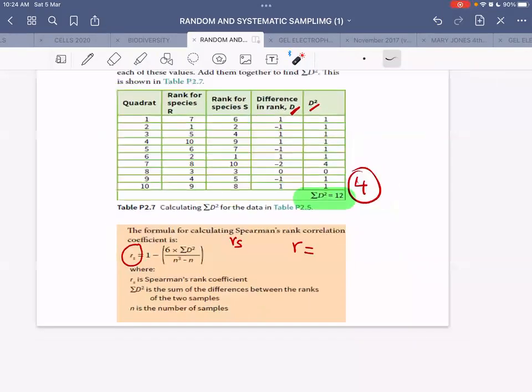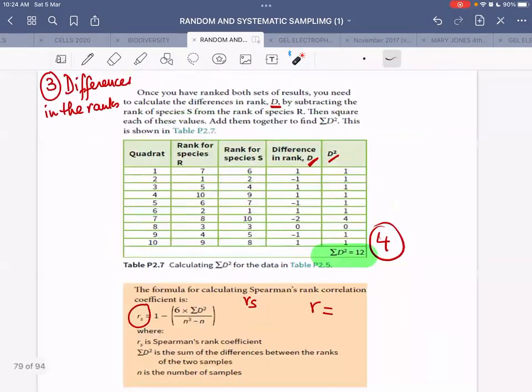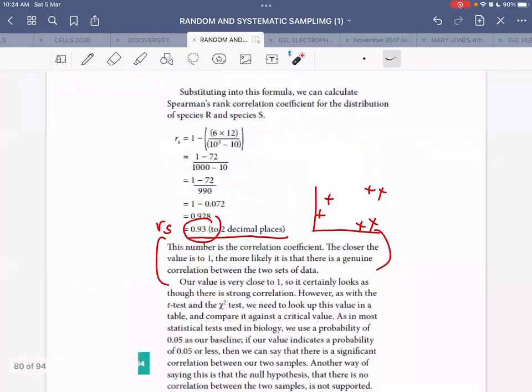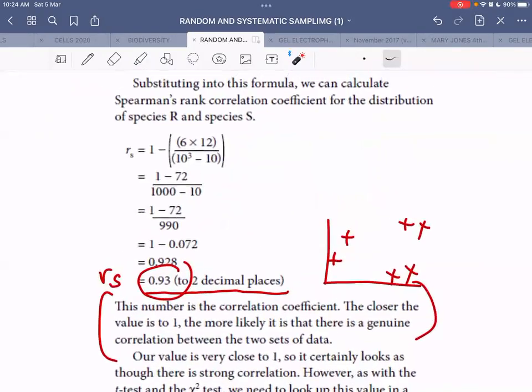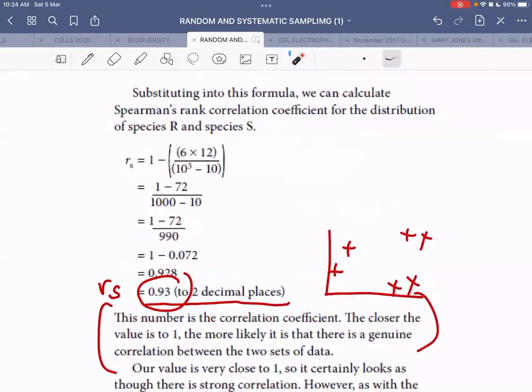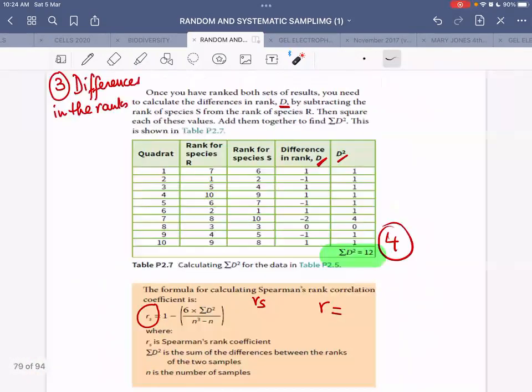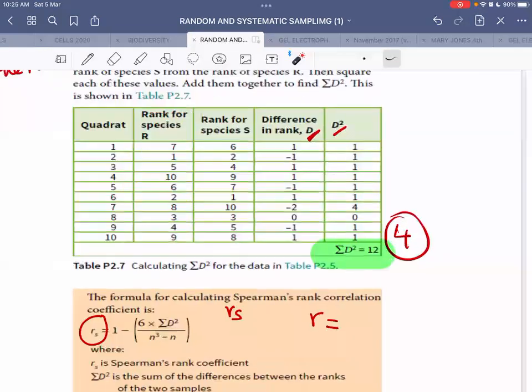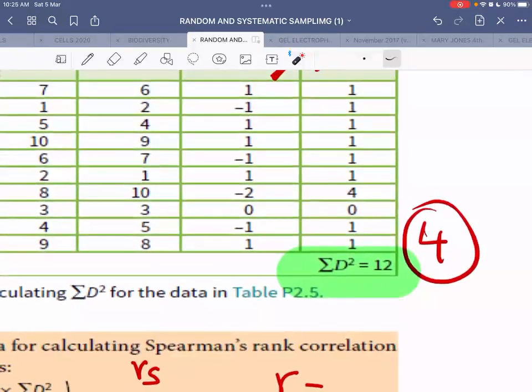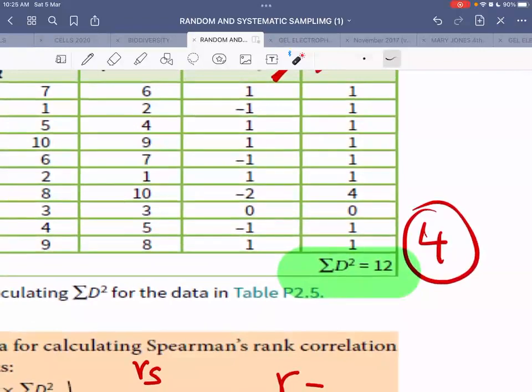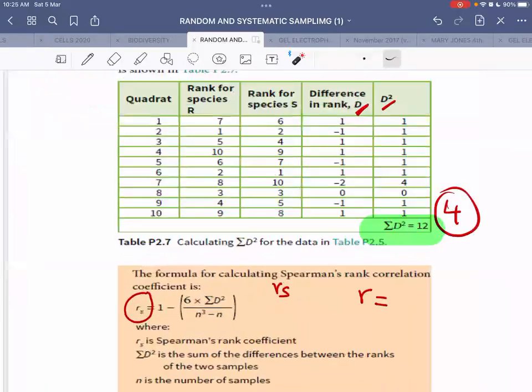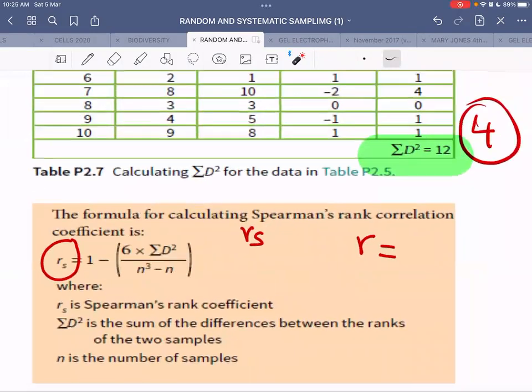ठीक है? अब हम ये डेटा देखते हैं कि हम इस डेटा को यूज करके कैसे हमने RS निकाला है. तो this is what we did. सॉरी मैं इसका फॉर्मूला देखती हूँ क्या है. 6 into sigma d square. तो sigma d square क्या है हमारा? Sum square का sum था ranks का, difference in ranks का. हाँ हाँ, तो वैल्यू क्या है sigma d square? 12. ठीक है, तो इसका मतलब क्या हुआ? We will be doing 6 multiplied by 12 divided by n cube minus n.